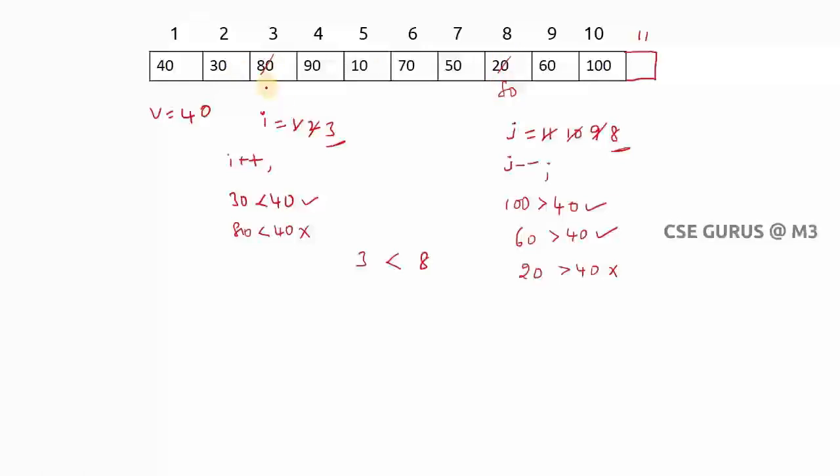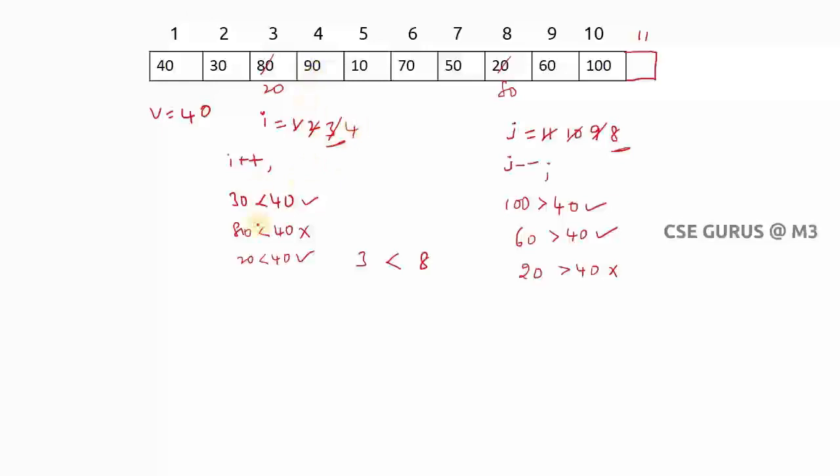Now here it will come, what is it? 20. Now coming to the next part, what is a of 3? 20. 20 is less than 40, yes, true. Now I have to increment the I value.